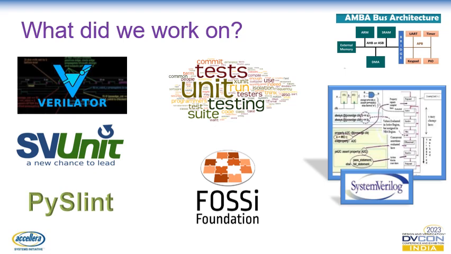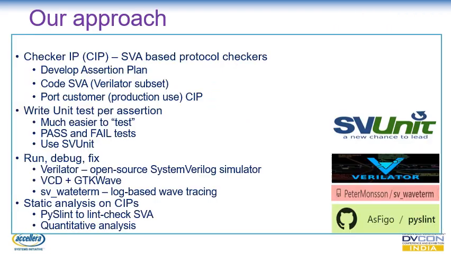And it's all using open source. The FOSSI Foundation is the one that drives a lot of these. So, I mean, it's all associated with the open source design verification community, chip design industry. And as a test vehicle, we're going to use AMBA, and the SystemVerilog assertions is what we're going to be looking at. So our approach, we call it CIP, or our customers also call it CIP, checker IP.